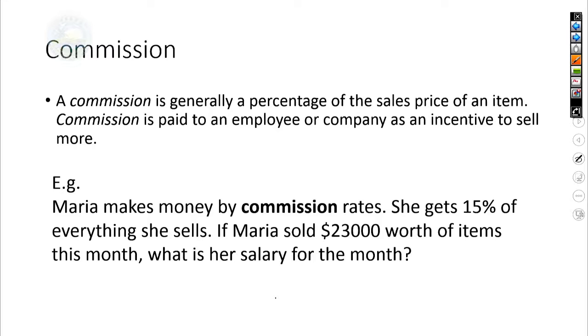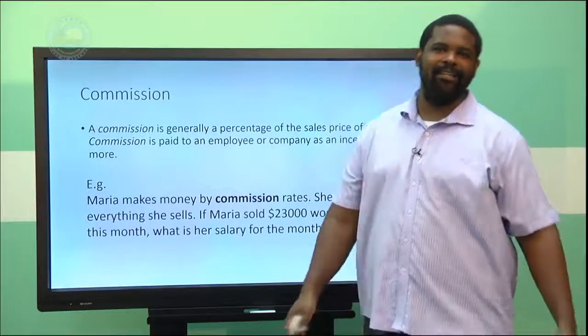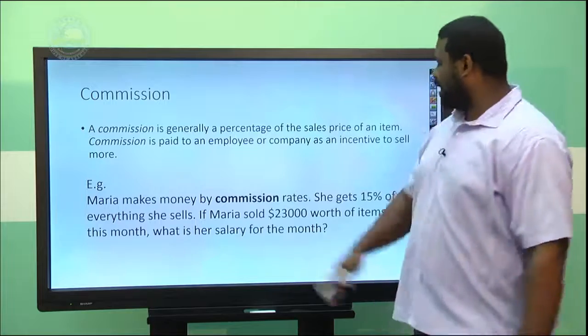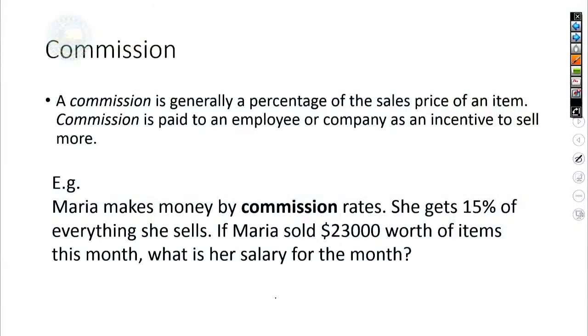So Maria makes money by commission rates, right? She gets 15% of everything she sells. So they tell her, you don't have to pay for anything. I get provided with everything, and you gain 15% of the money. So it sounds nice. So Maria sold $23,000 worth of items. How much did she get for it? Well, she's working on commission, which means that she's only going to get a percentage of what she would have made. So if she made $23,000, she only gets 15% of that.